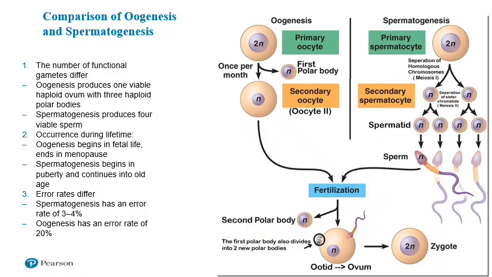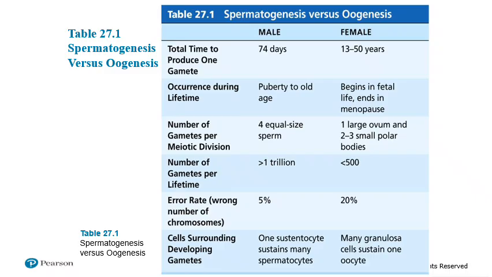The error rates are also very different between the two. The error rate in spermatogenesis is about 3 to 4%. In oogenesis, the error rate is about 20%. This has something to do with the rigidness of the checkpoints in spermatogenesis. Spermatogenesis has more rigid checkpoints. And this table is going to serve as a useful tool for your studying.